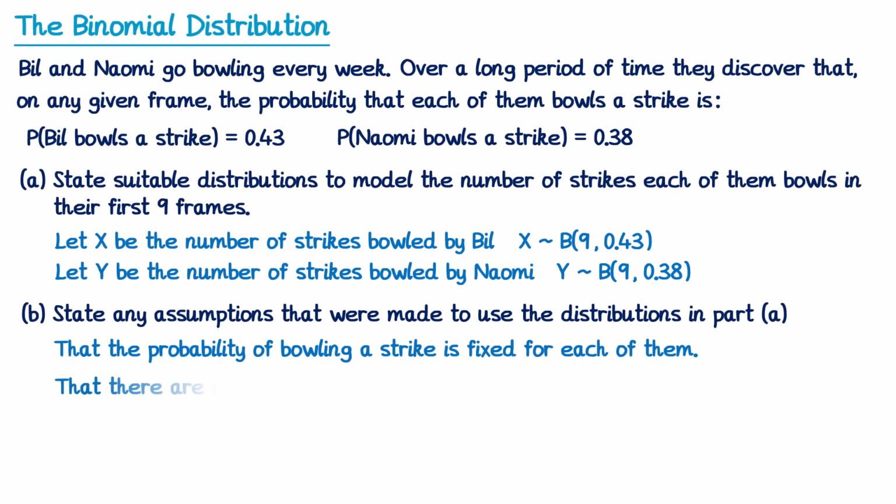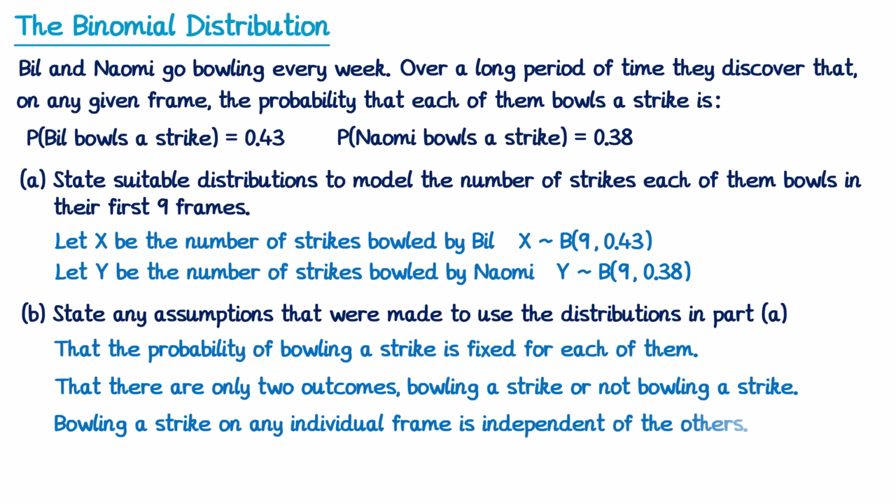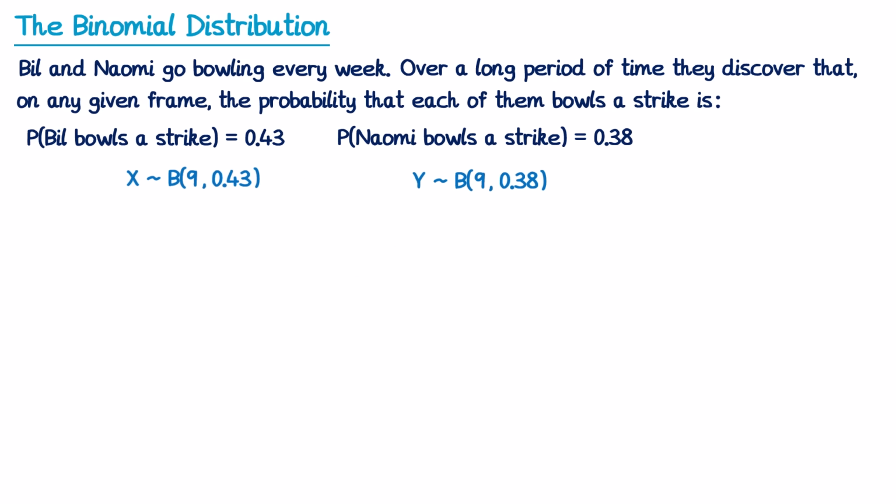We're also going to assume that there are only 2 outcomes, so bowling a strike or not bowling a strike, and also bowling a strike on any individual frame is independent of the others, the thing we talked about earlier. For part C of this question, we're going to need to work out some probabilities.